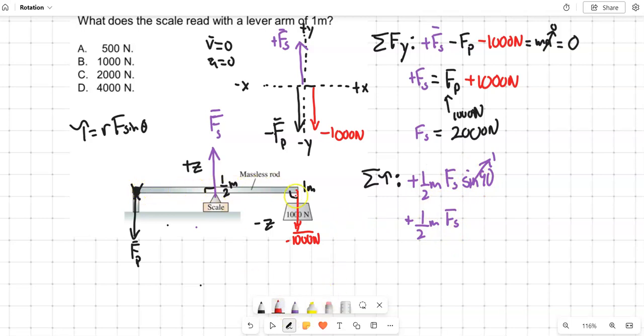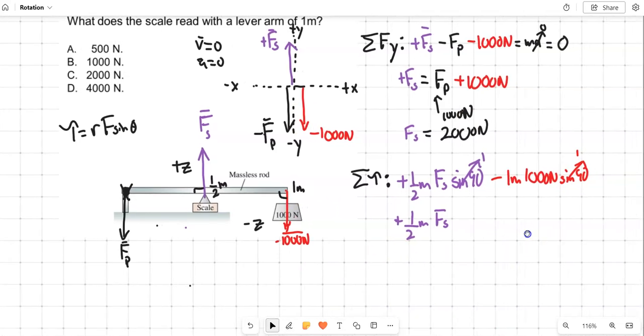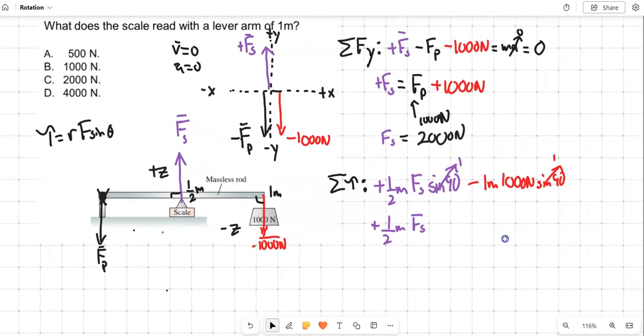Again, moving further out, starting from the pivot point, we get to this force down. So it's going to be a negative Z torque. It's 1 meter out. It's a 1,000 Newton force. And this is at the sine of 90 degrees, so again, that's equal to 1. Okay. Going to move this over so I have enough room.